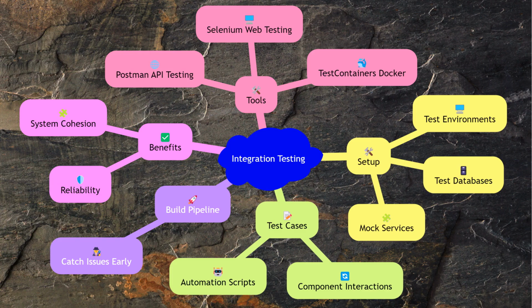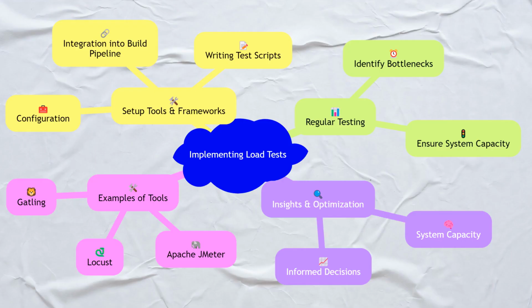Examples of tools for integration testing include Postman for API testing, Selenium for web application testing, and test containers for testing with Docker containers. Implementing load tests involves setting up tools and frameworks that can simulate real-world usage scenarios and measure the system's performance under stress.